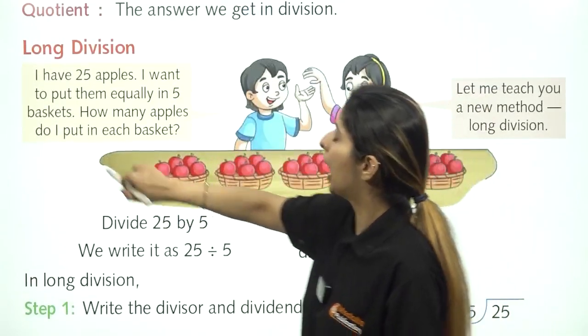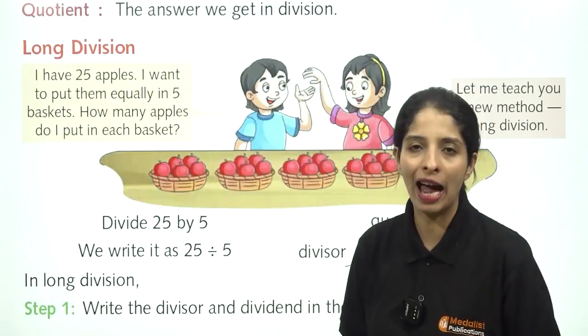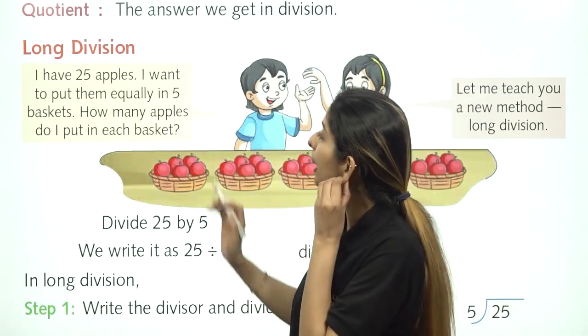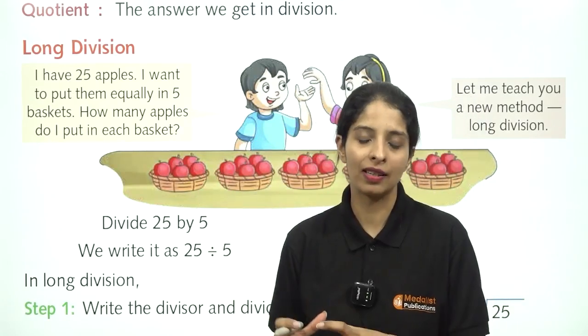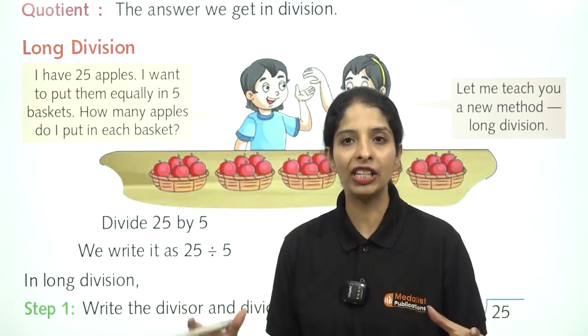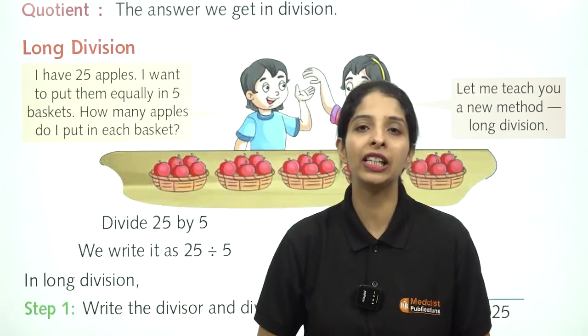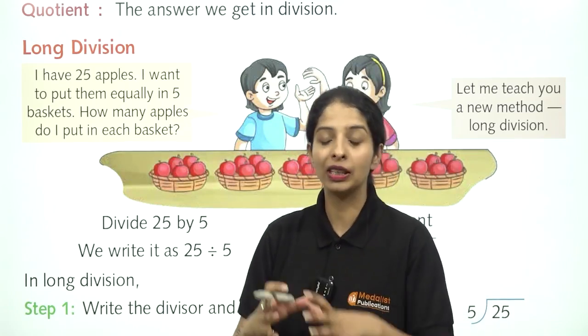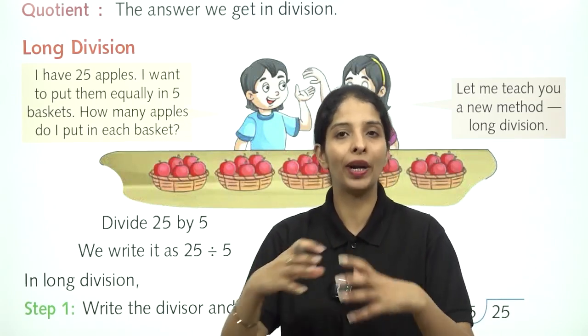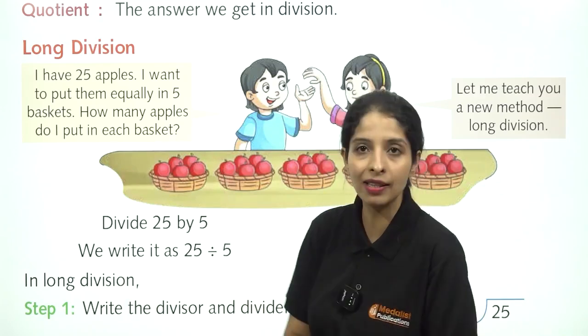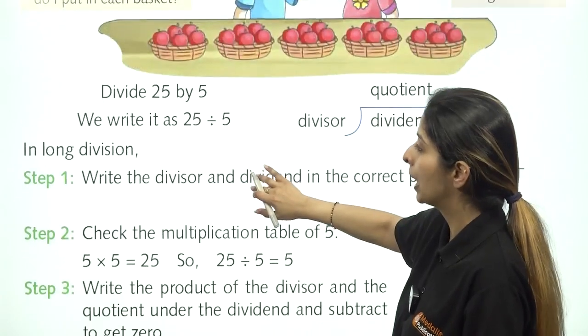Now here I have 25 apples. I want to put them equally in 5 baskets. I have 5 baskets. I have 25 apples. How many apples do I put in each basket? You have to find out that. It means you have to equally divide 25 apples in 5 baskets. So how will you do it?